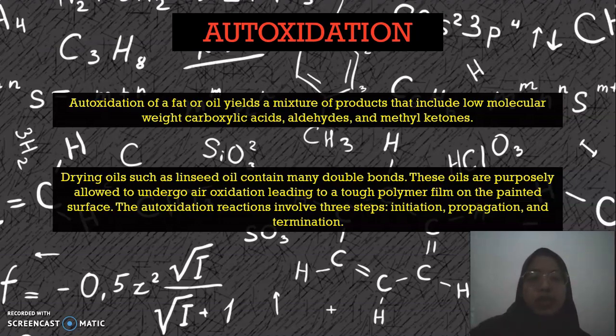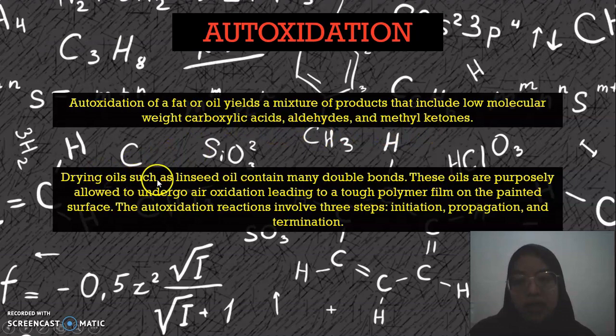So this autooxidation will produce hydroperoxides and cyclic organic peroxides. Those peroxides can react further to form many products. Autooxidation of a fat or oil yields a mixture of products that include low molecular weight carboxylic acids, aldehydes, and methyl ketones. These are the types of products that can be produced by autooxidation.